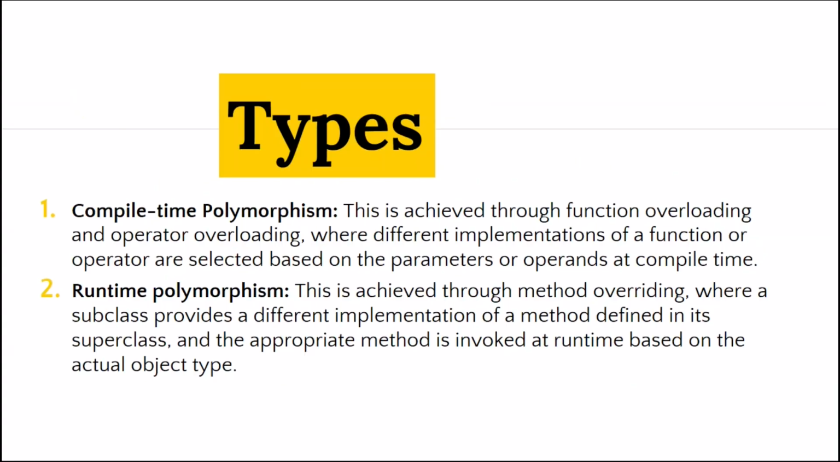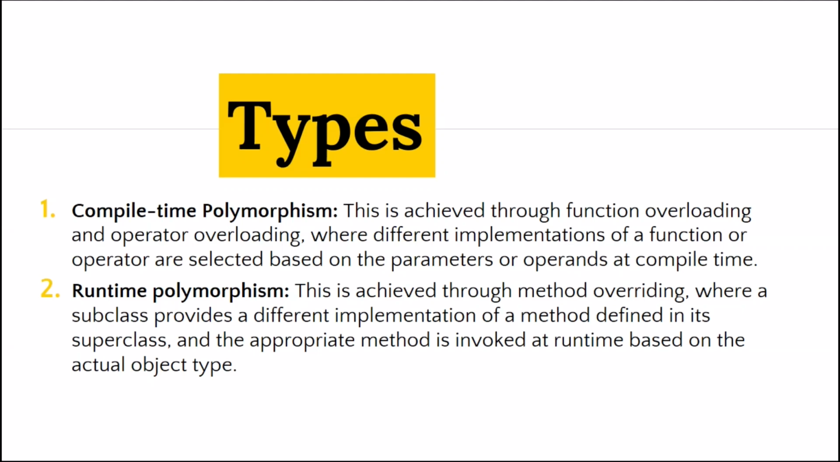There are two main types of polymorphism: compile-time polymorphism and runtime polymorphism. Compile-time polymorphism is achieved through method overloading and operator overloading. Method overloading involves defining multiple methods with the same name but different parameter lists, allowing the compiler to determine the appropriate method to execute based on the arguments provided. Operator overloading, on the other hand, allows operators to behave differently depending on the types of operands involved.